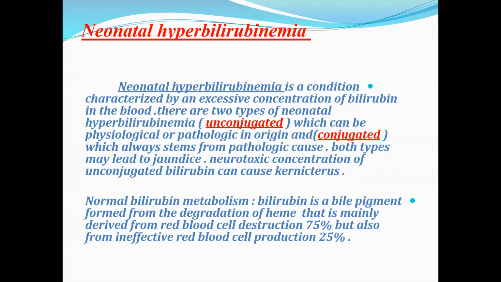Here we can take a general idea about bilirubin metabolism. Bilirubin is a bile pigment formed from the degradation of hemoglobin, usually derived from live active red cells, about 70%, and about 25% from ineffective red blood cells that are killed before maturation.